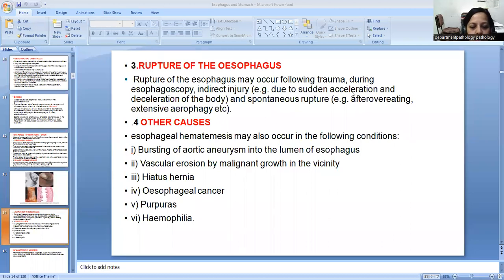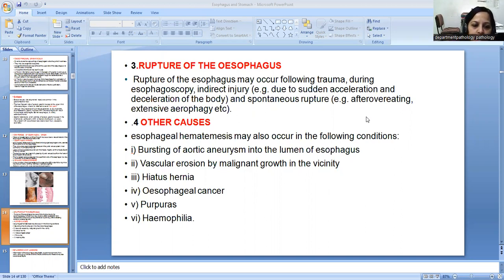Rupture of the esophagus. Rupture of the esophagus may occur following trauma during esophagoscopy, or indirect injury, that is, it may be due to sudden acceleration and deceleration of the body, and spontaneous rupture, for example, after overeating, extensive aerophagy, etc.